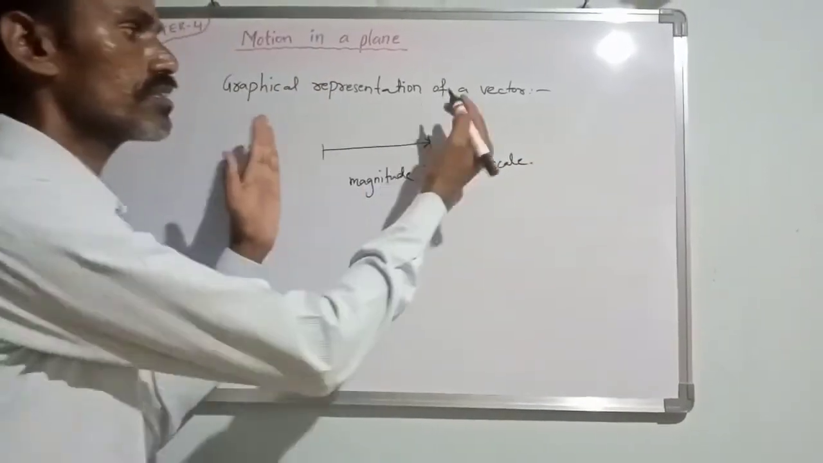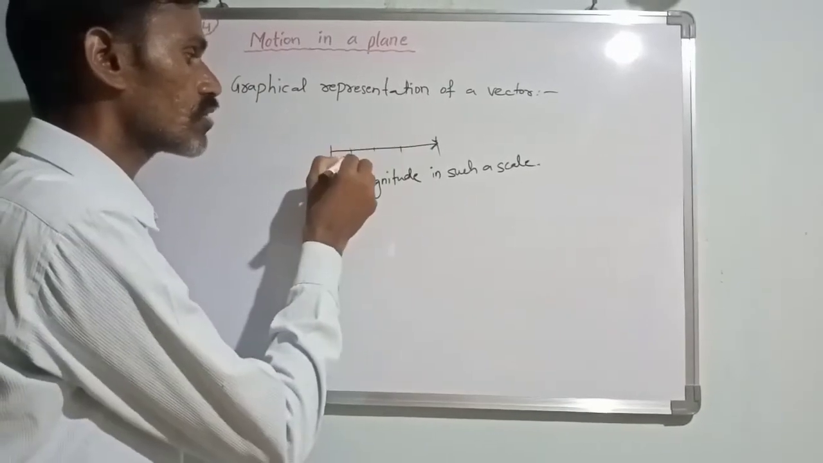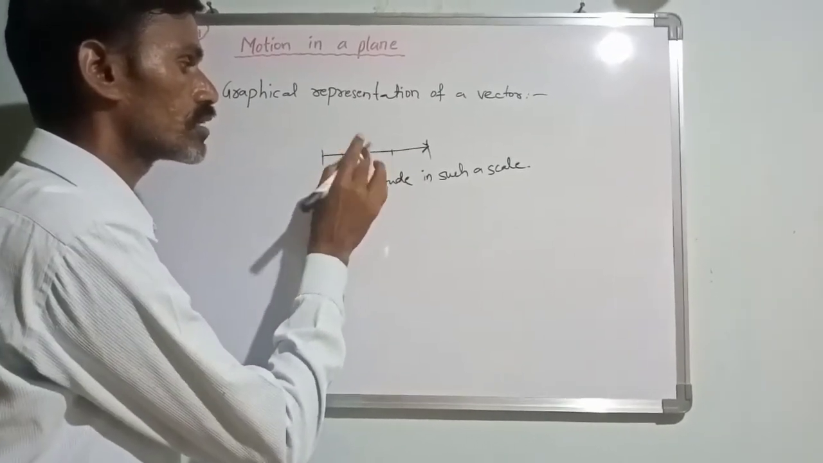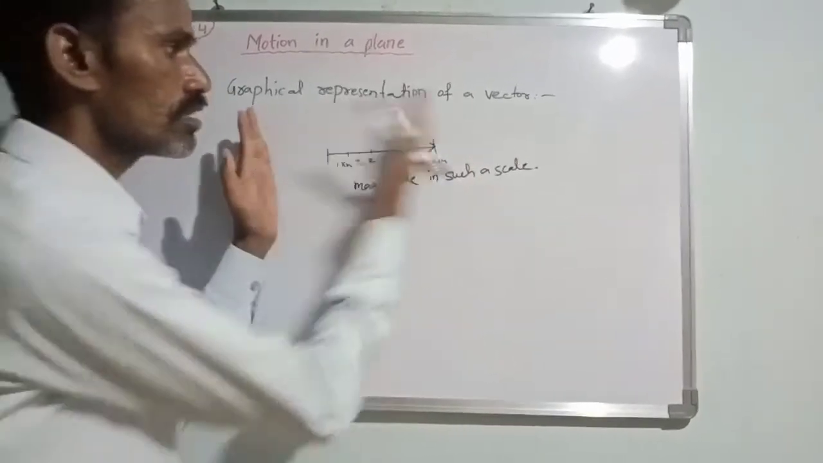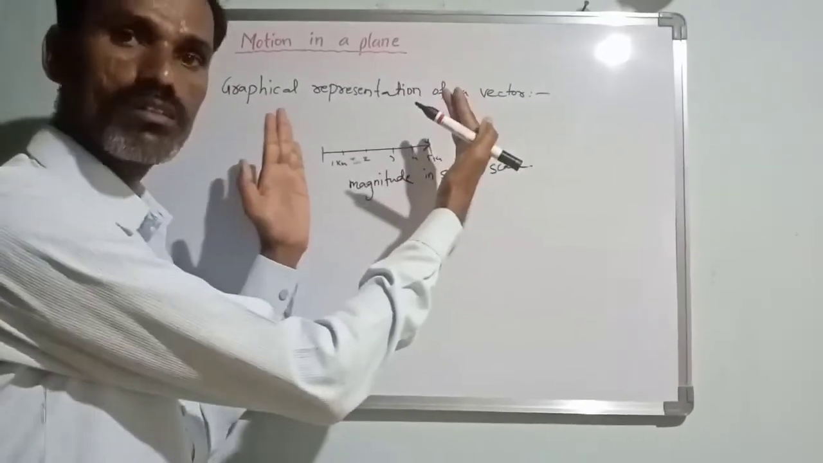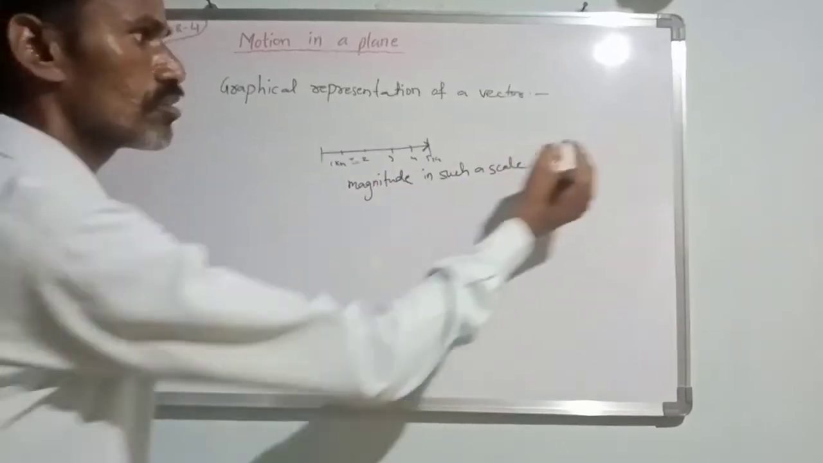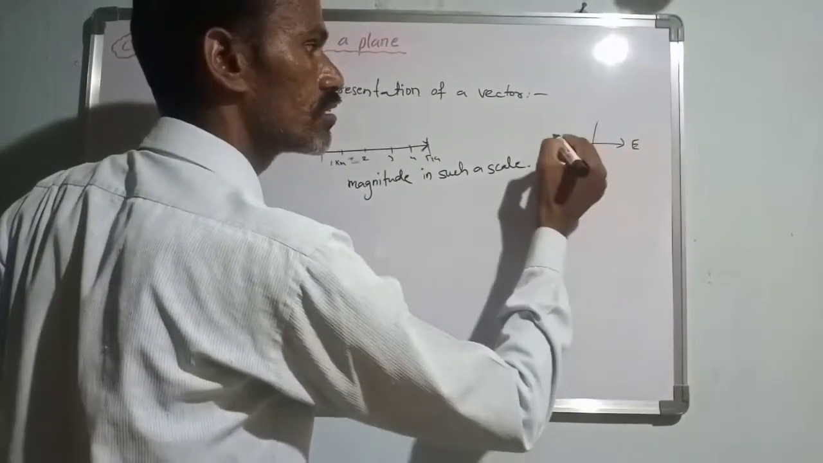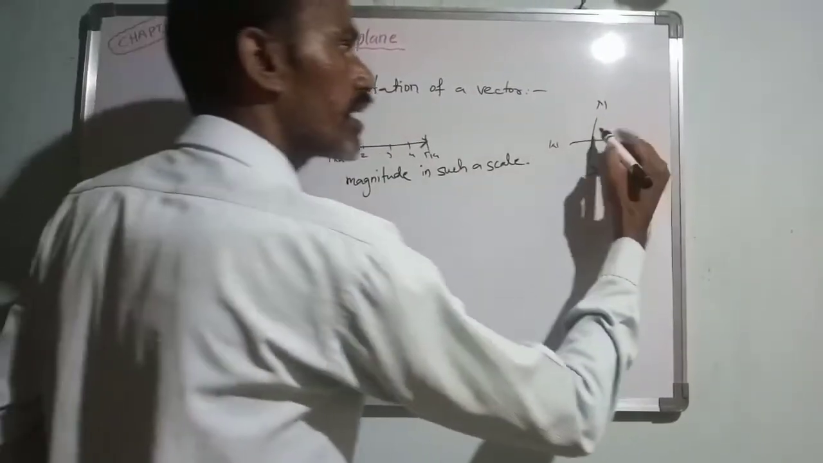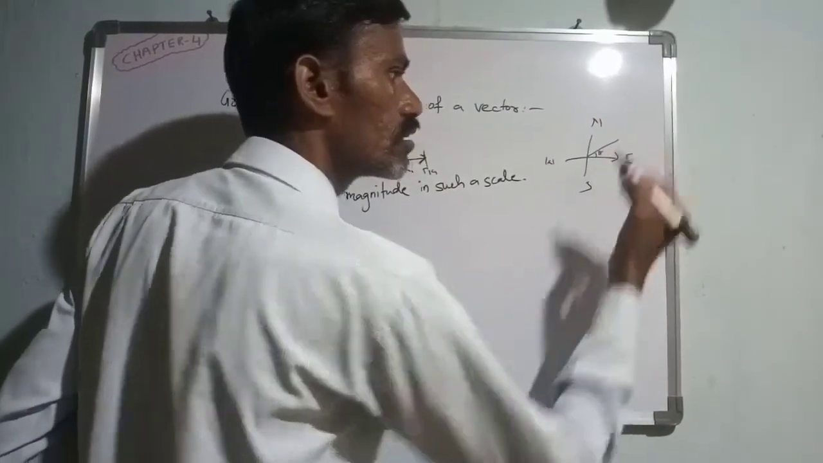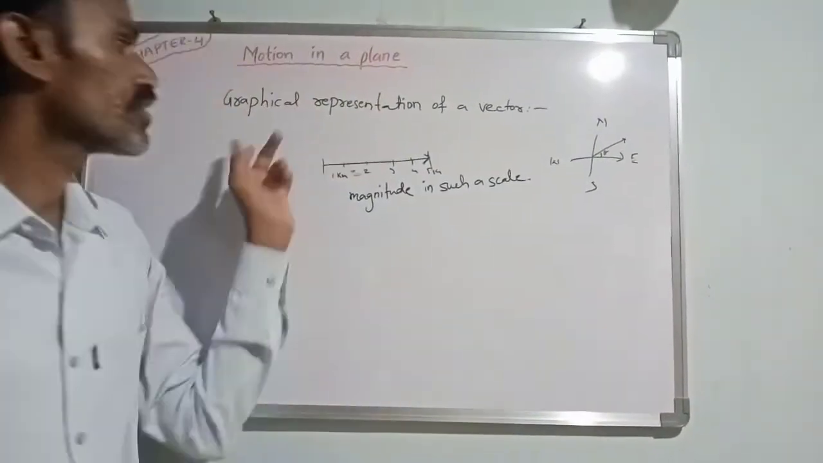Suppose this is 5 kilometers. We represent 1 centimeter as 1 kilometer, 2 kilometers, 3, 4, 5 kilometers. Suppose this vector represents 5 kilometers of length in magnitude, and this is the direction. If we take east, west, north, south, we draw a parallel line here. So this theta indicates direction. Like this we represent the vectors.